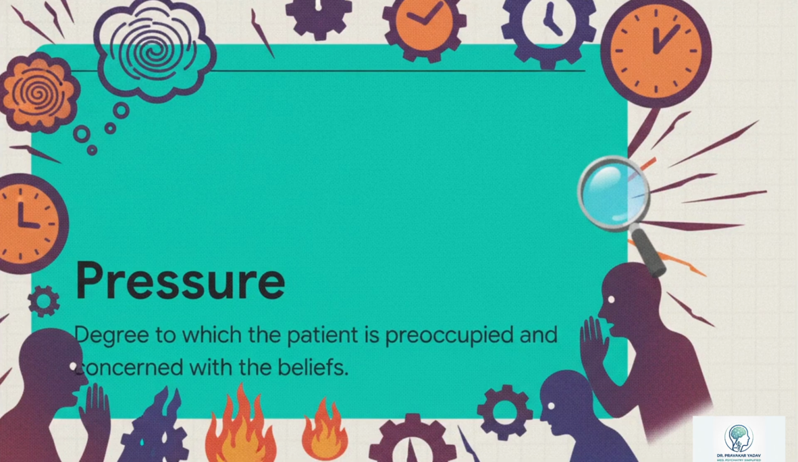Finally, we have pressure. This is the degree of cognitive preoccupation and behavioral urgency. It essentially measures the sheer amount of time a patient spends thinking about the delusion and how intensely they are driven to actually act upon it. Is it just a passing thought, or is it a burning, urgent obsession demanding immediate action?